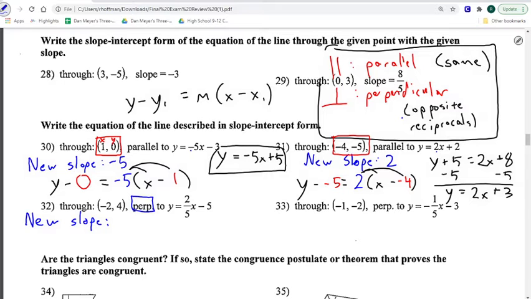So opposite, our old slope was a positive 2/5 here. And so for our new slope, we're going to change the sign. It was positive, now it's negative. And we're going to flip our fraction. So instead of 2/5, we're going to flip it and get 5/2. And that's going to be our new slope that we're going to put into the equation.